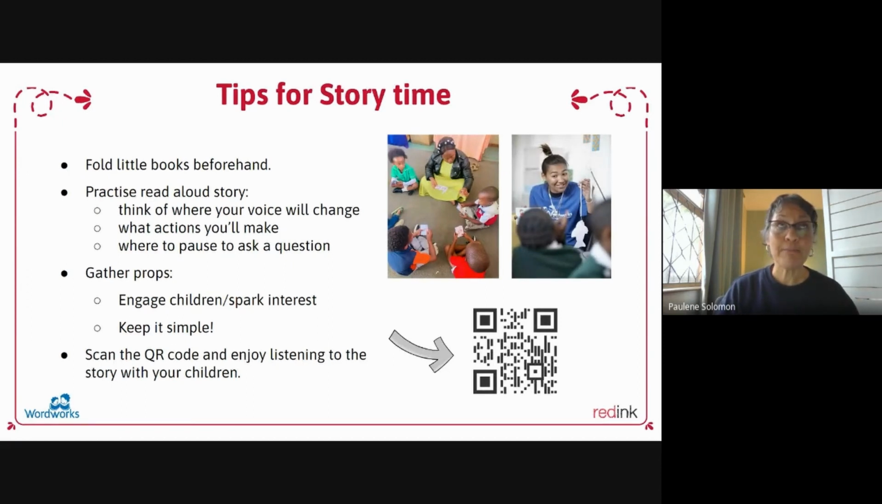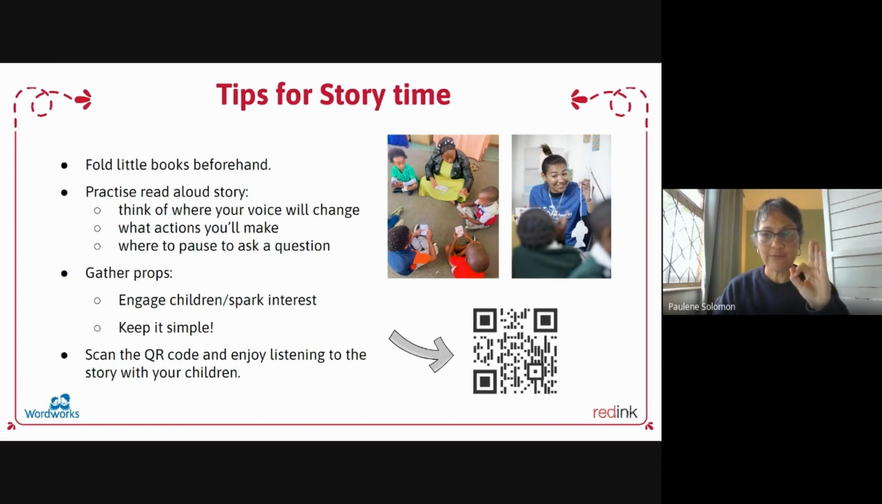I know some tutors in the past have felt like the children could fold their own little books, especially in grade 1. And I'm like, yeah, that's great. It can build up fine motor skills, but we don't want it to detract from the opportunity to actually read and discuss the book. So just weigh that up. And then some tips for read alouds.